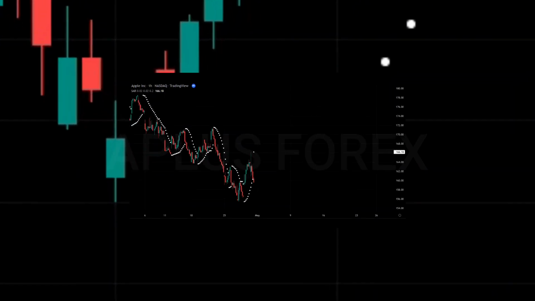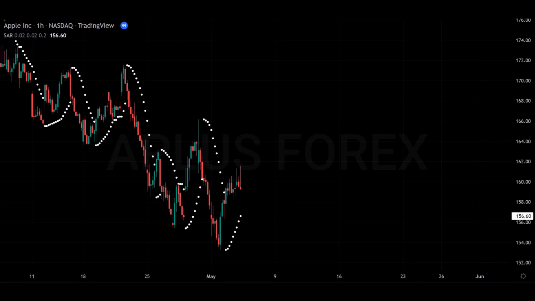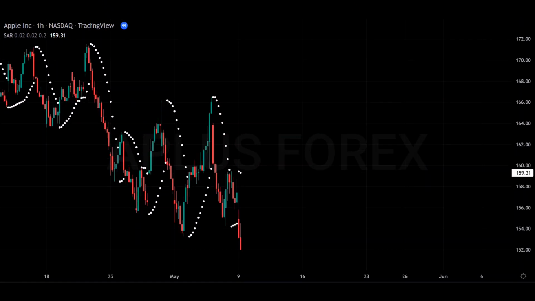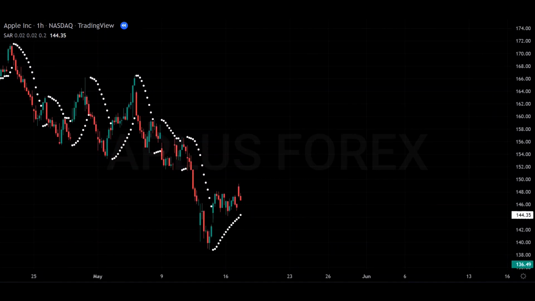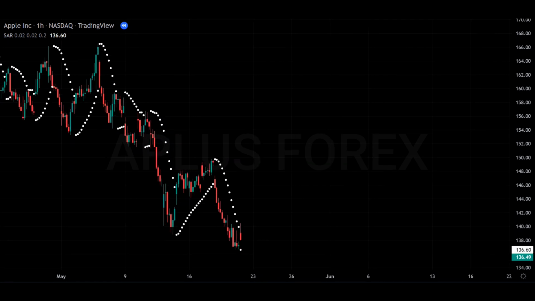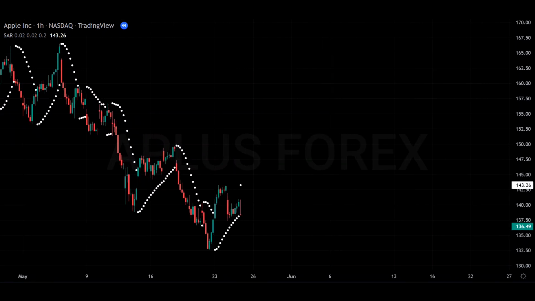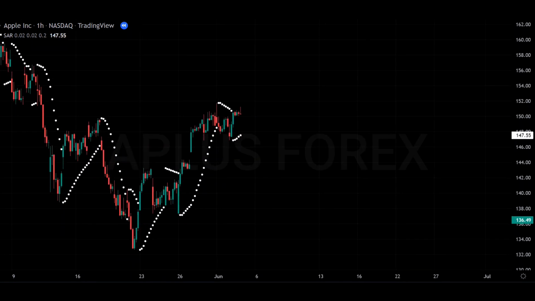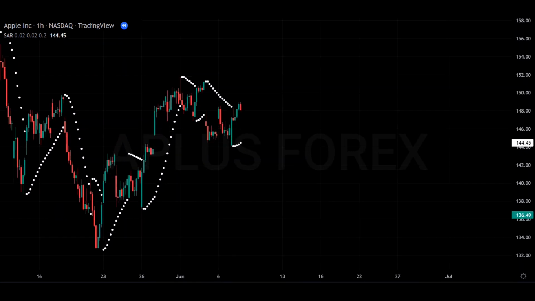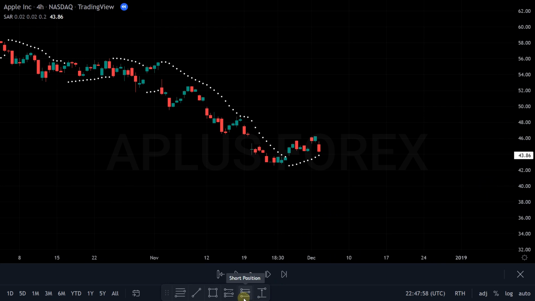This second strategy I'll talk about is what we call the parabolic SAR pullback strategy. This strategy is slightly more reliable than the first one. In this strategy, we only trade in a trending market, and this can be assessed by checking swing highs and swing lows in the market. In a downtrend, we expect lower highs and lower lows to form, as we can see in this chart.